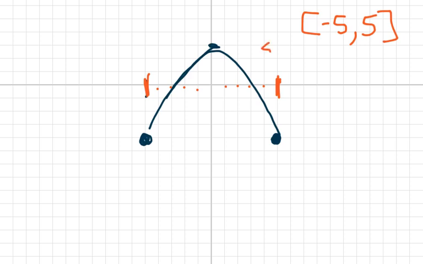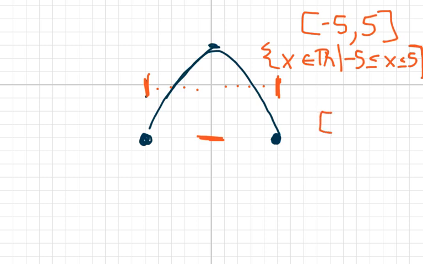Or you would write x, we're in the real numbers, but the restriction is x is in between or equal to negative 5, including 5, negative 5 and 5. And you do the closed brackets. The range, we'll go bottom up. We're starting at 1, 2, 3, 4, negative 4. And we're going to 3.